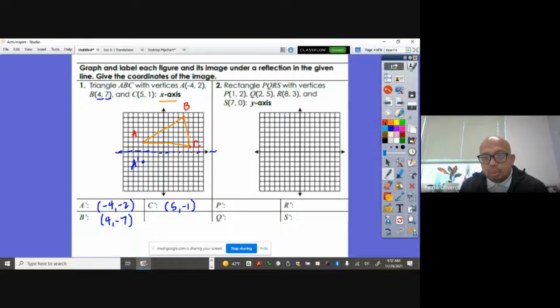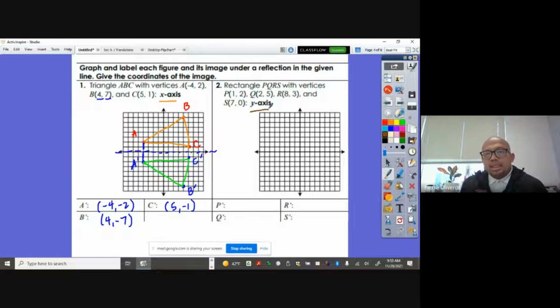So I will just plot the points. (-4, -2) is already there. Again, they're equal distance here, that's 2 units only. (4, -7): down 1, 2, 3, 4, 5, 6, 7. That's my B prime. And C prime is (5, -1). That is my C prime. And I will connect them all. And there you go. That's my image and pre-image, and its coordinates reflected over the x-axis.